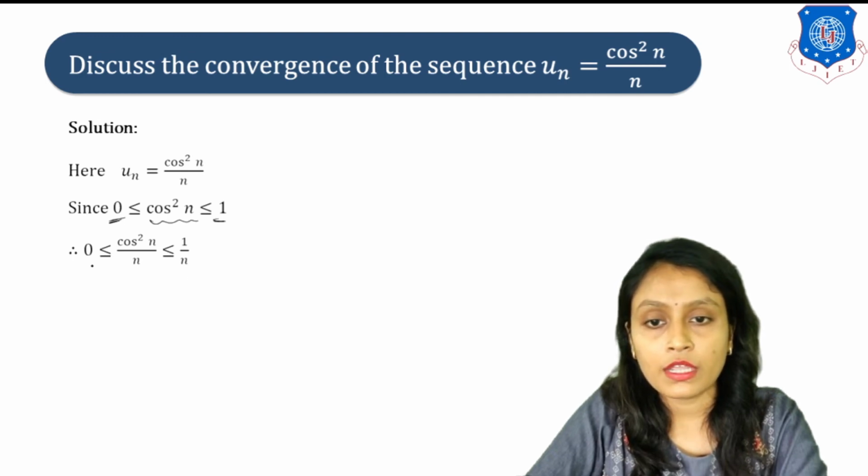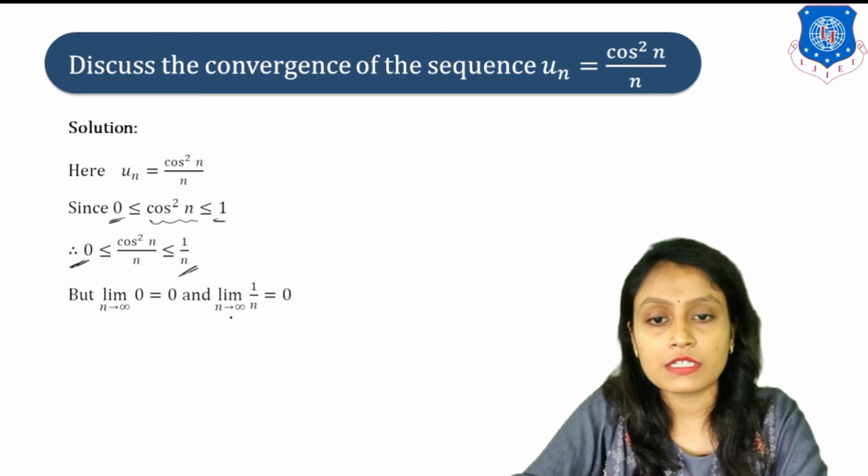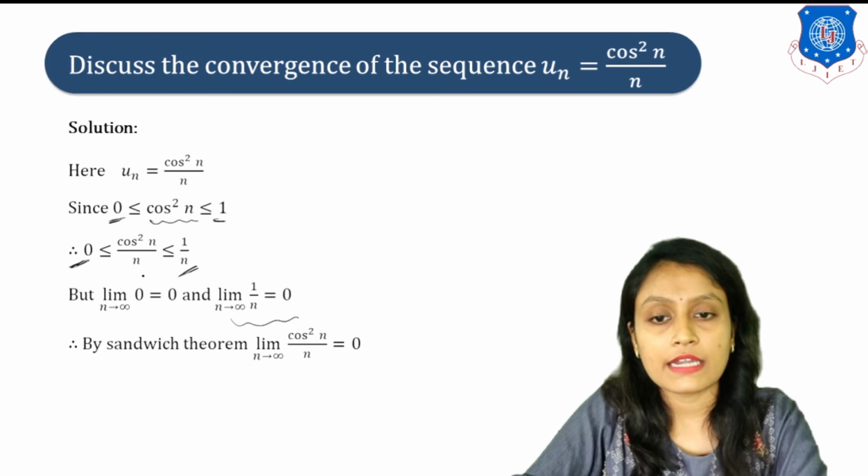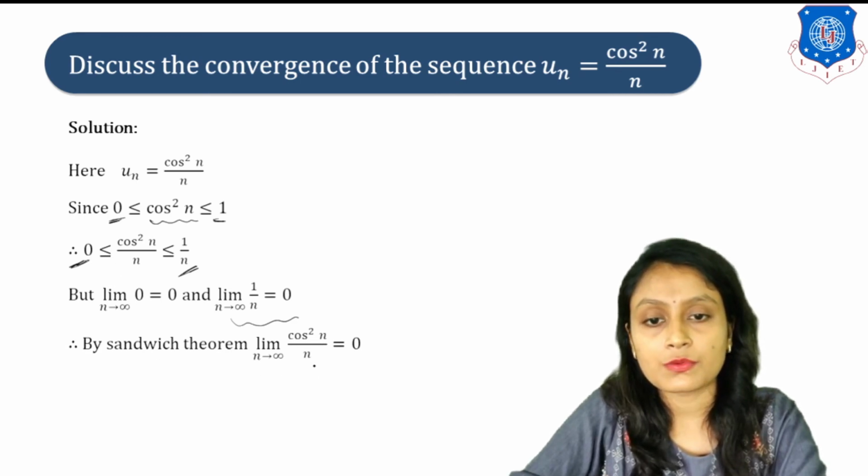Now this limit is 0 and we will find this limit which is also equal to 0. So these both the limits are 0. So by Sandwich theorem we can say that limit n tends to infinite, cos square n upon n is also equal to 0. Again it is a finite answer, therefore the sequence is convergent sequence.